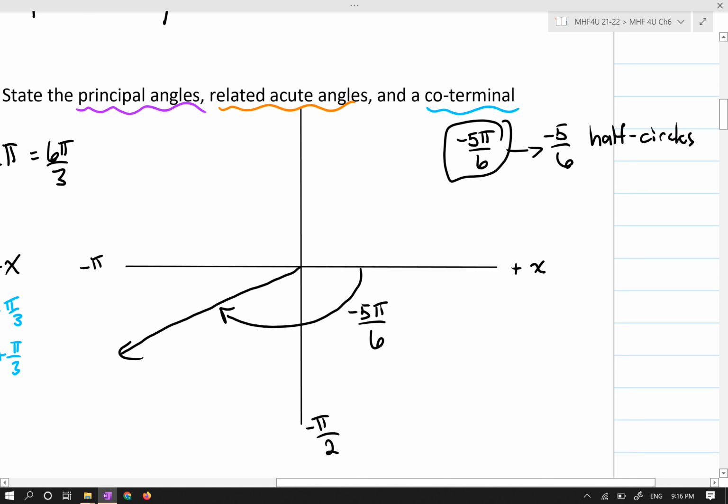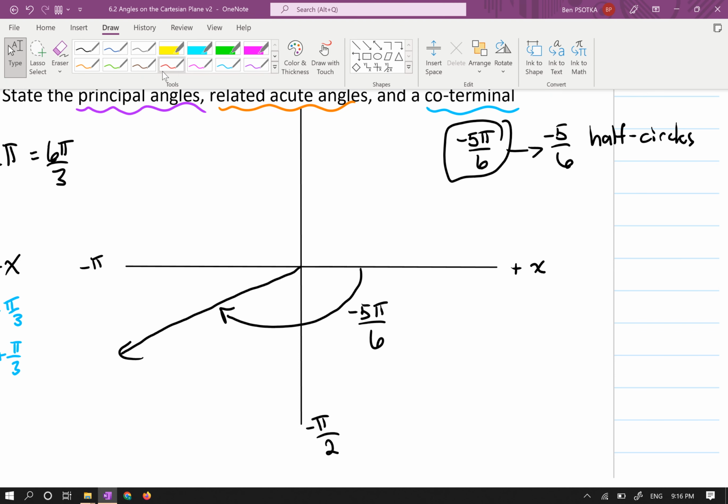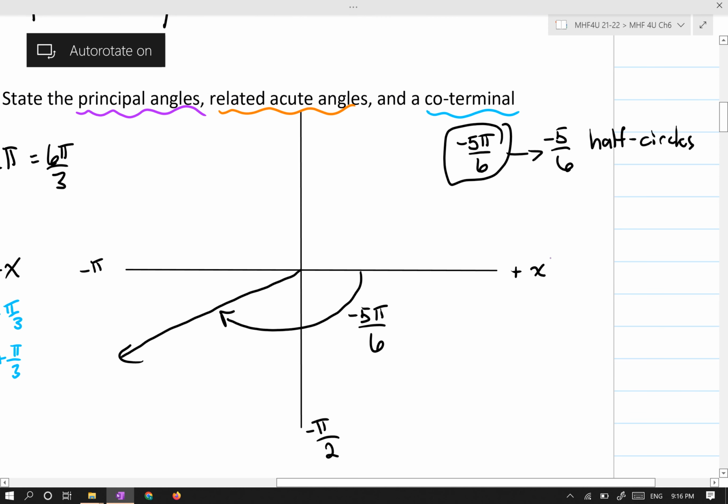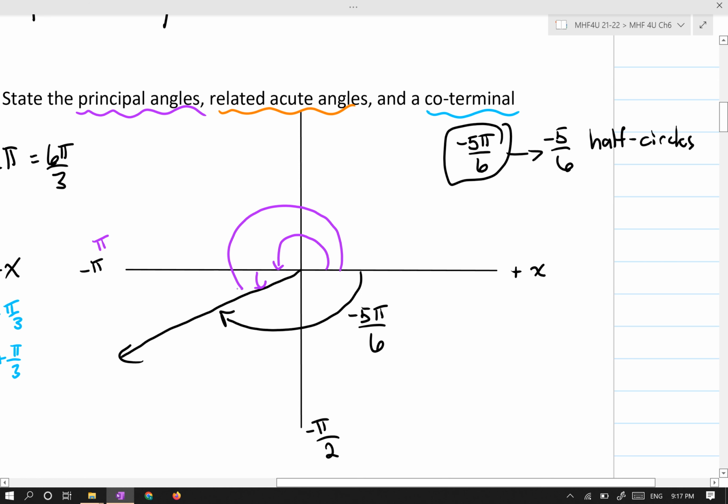Good job. Now we're going to look at our principal angle. Well, my principal angle, remember, is always measured in a counterclockwise direction from my positive x-axis. So that means I'm working here, and I'm going halfway around the circle here. Halfway around, that's pi radians. And then I'm going another little distance here. Well, what is that distance? Well, I know together, my principal angle plus my angle negative 5 pi over 6 together would equal 2 pi.